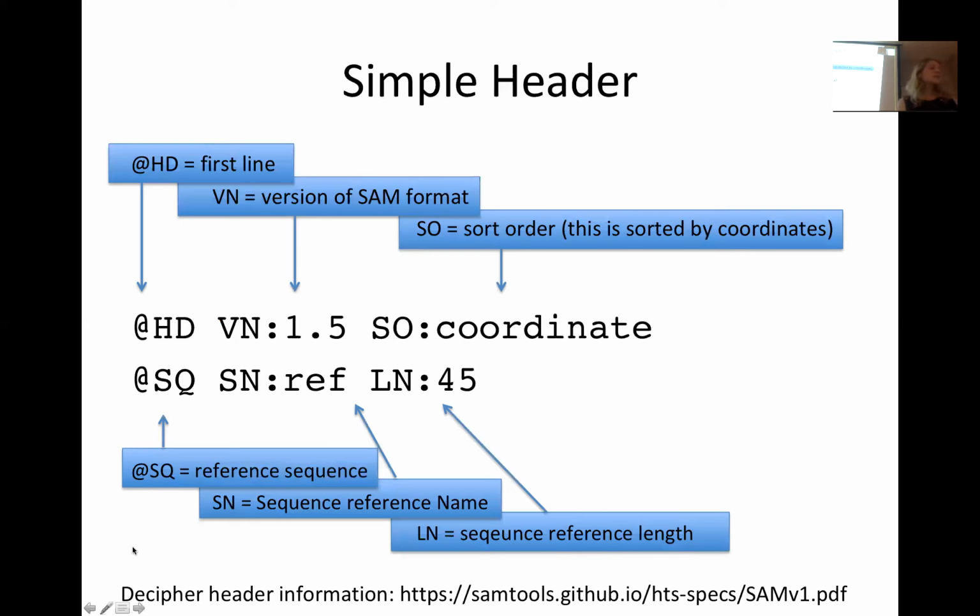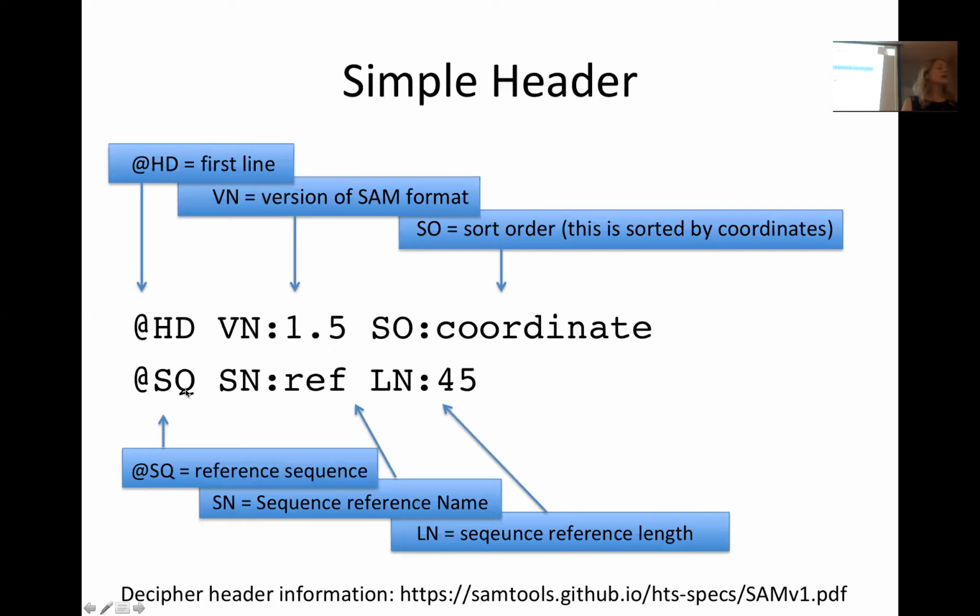So here's an example. It's pretty cryptic. I generally have to go look up every single line in the specification. But this, for example, is the version. So this is version 1.5 of the SAM format. And the sort order is coordinate. It's sorted by coordinate. It can also be sorted by name.